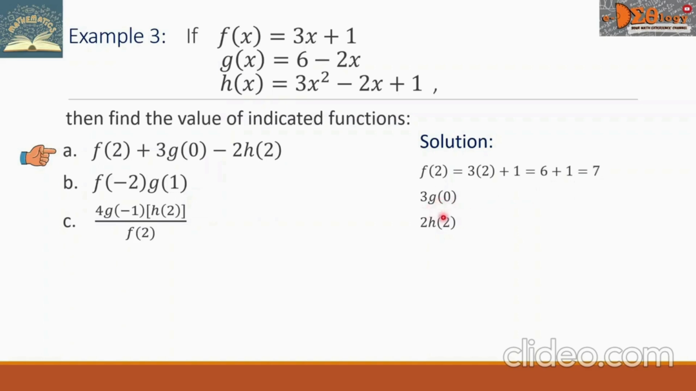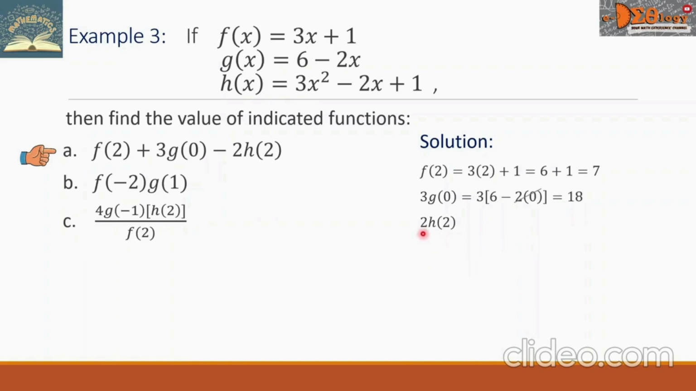What about 3 times g of 0? First we write the constant 3. Then we evaluate g of 0. Our g of x is here 6 minus 2x. So the g of 0 is 6 minus 2 times 0. This 2 times 0 is simply 0. So simply we multiply 3 by 6. So we have 18. Then we have 2 times h of 2.